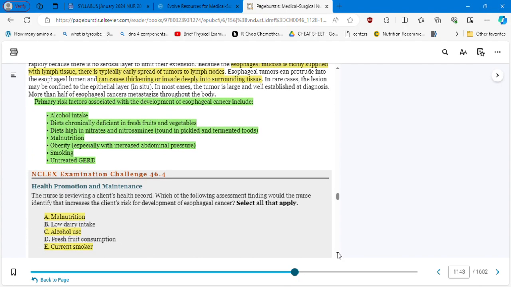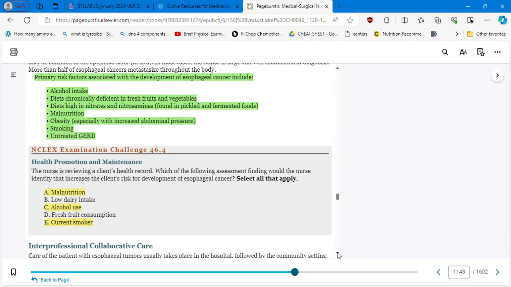Primary risk factors associated with the development of esophageal cancer include alcohol, and again, diets chronically deficient in fresh fruits and vegetables. It's all about nutrition. Diet high in nitrates, that means all the food that is coming in cans, in packages. And nitrosamines found in pickled and fermented foods. Malnutrition. If you love to eat your pickled vegetables, prepare them yourself at home, right?